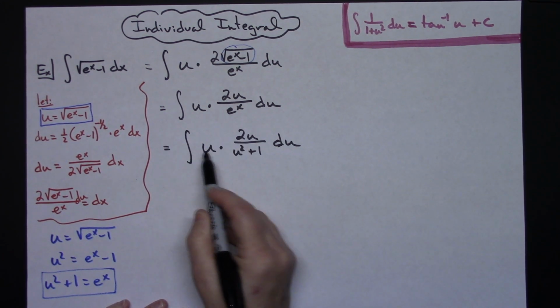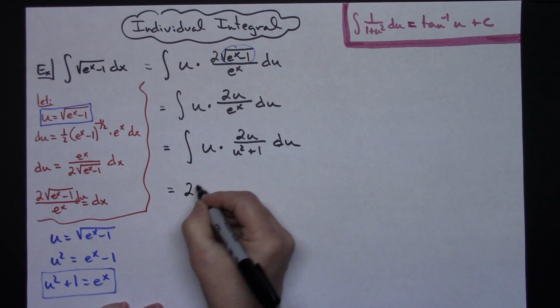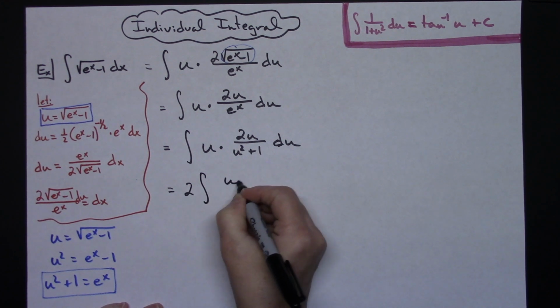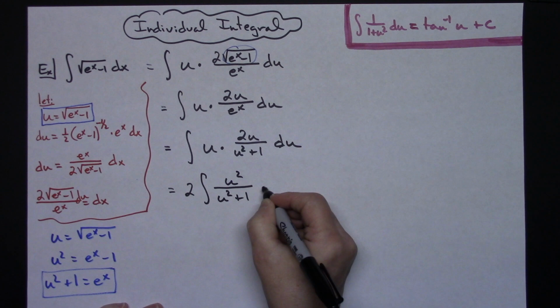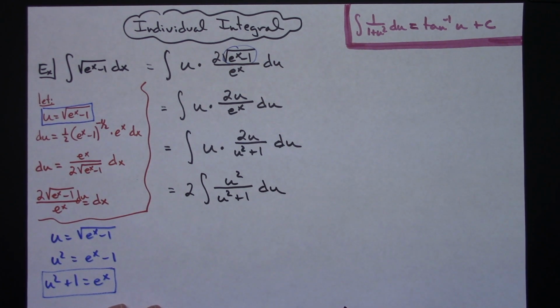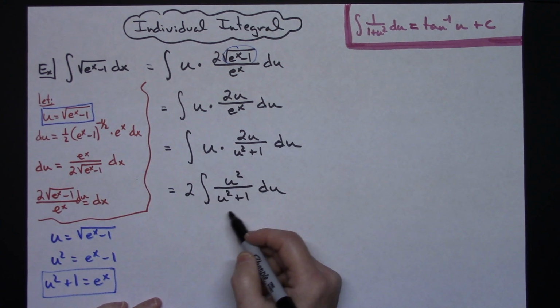Let's pull the 2 out and make that a u squared on top. So I'm going to have 2 on the outside, the integral of u squared all over u squared plus 1 du. Okay, now at this point, there's lots of different ways that you can handle this.